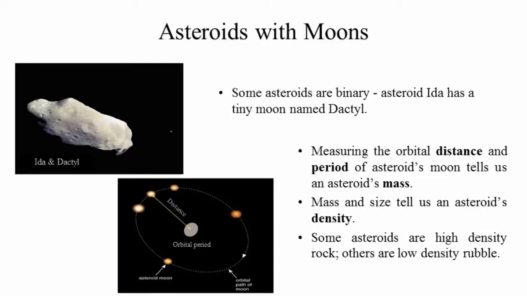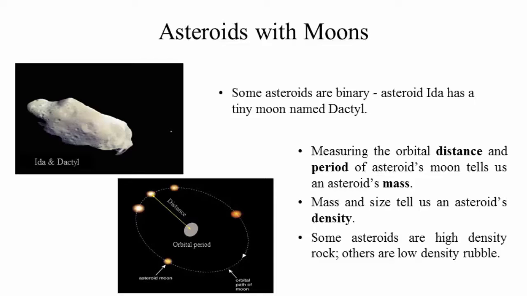And in this way, astronomers have found that some asteroids are quite dense, solid rock, so to speak, but others are not. They're much lower density, almost like a very porous rock, or perhaps in a few cases, even almost like a pile of rubble floating through space. So a very interesting way to begin to, again, understand and determine some of the properties of asteroids.